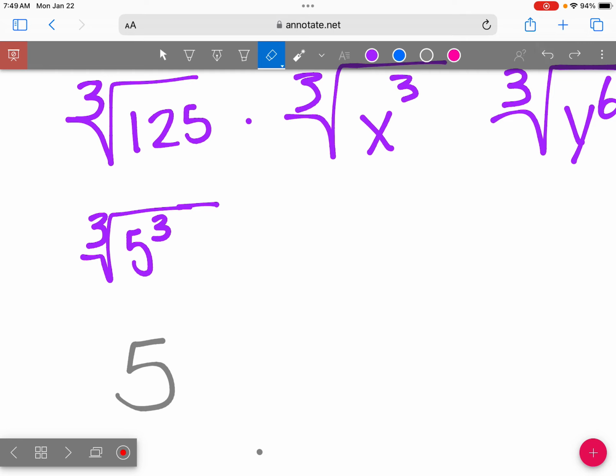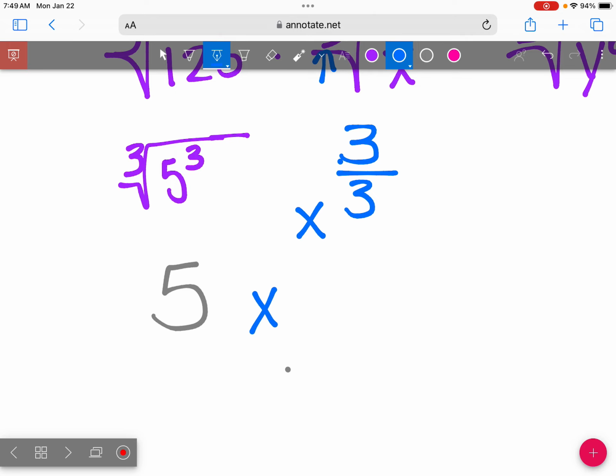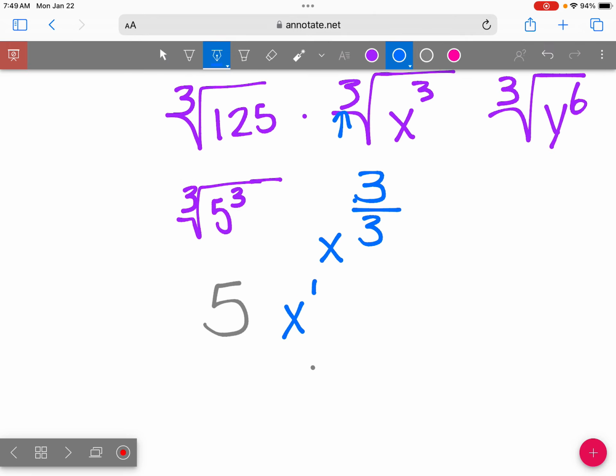Then we're going to look at the cube root of x cubed. And again, we can think of that as taking my power of 3 and dividing it by my index of 3. So x to the 3 over 3, that's just x to the first, or x to the 1, or x.